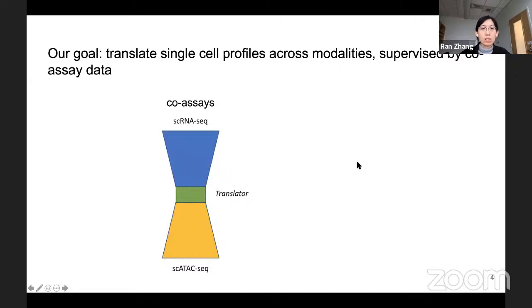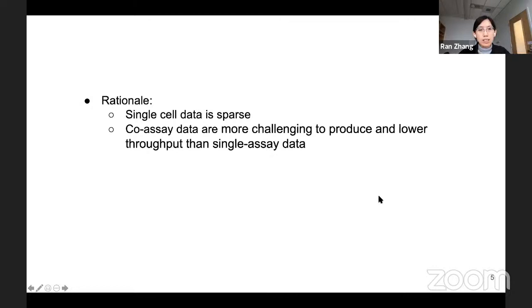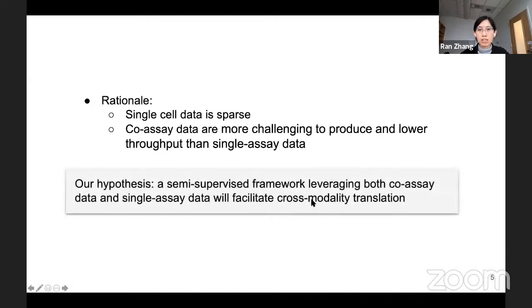So here, our goal is to learn a translator between the co-assay data so that, for cells that are only measured in one data modality, we can use this translator to predict the missing profiles. In practice, however, single-cell data is quite sparse. And the co-assay data we can get now are quite challenging to produce and lower throughput than the single assay data. So we hypothesize here that a semi-supervised framework leveraging both co-assay and single assay data will facilitate the cross-modality translation.